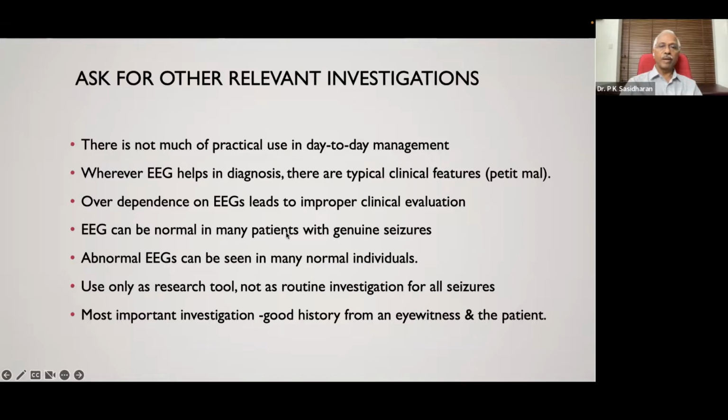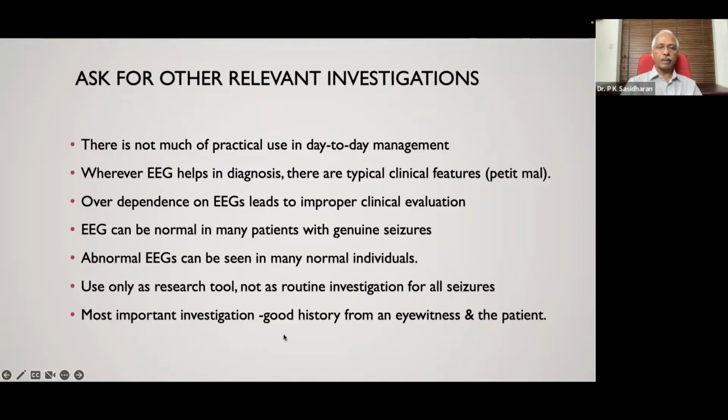EEG can be normal in many persons with genuine seizures because the focus of discharge may be deep-seated. You may not get it from a surface electrode. So normal EEG does not exclude seizures. And abnormal EEGs can be seen in many normal individuals. So an EEG cannot always confirm seizures or rule out seizures. That's a point we have to keep in mind. So depending on EEG as a primary investigation to manage seizures is a wrong approach. Use it only as a research tool, not as a routine investigation for all seizures.